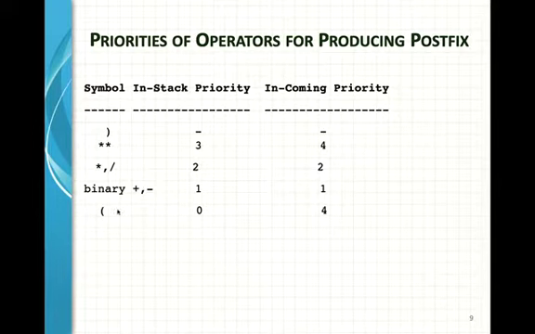There is a huge difference in priority in the case of parenthesis, that is the open parenthesis. Not the close, the open parenthesis. Open parenthesis in-stack priority is 0. If an open parenthesis is in the stack, then its priority is set to 0, and if it is incoming, the incoming priority is very high, that is 4. So it will be a required table for our next algorithm.